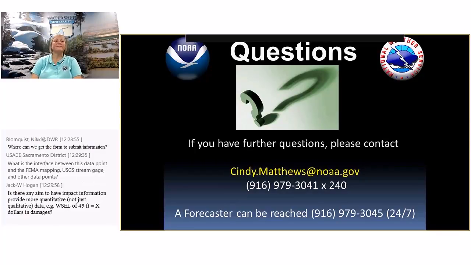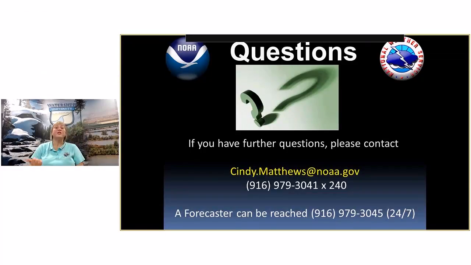What is the interface between this data point and the FEMA, Federal Emergency Management Agency, mapping, USGS, U.S. Geologic Service, stream gauge, and other data points? The National Weather Service uses river forecast points, and there are gauges at those locations. We do not do the gauging. The USGS is actually the agency that runs the gauges and maintains those, and we just use the data from them. So that's the connection there.